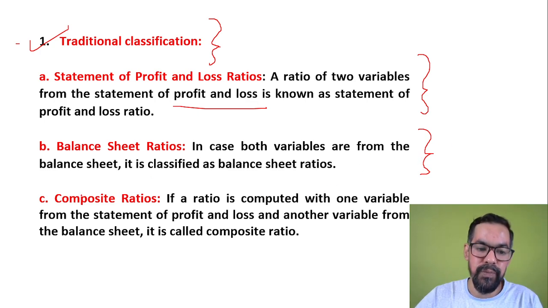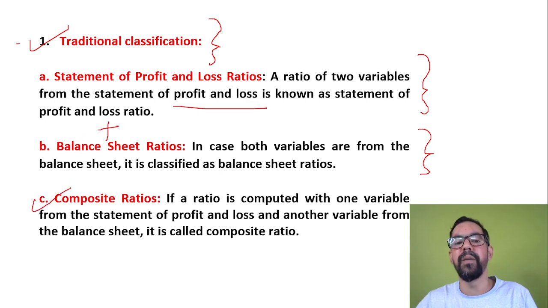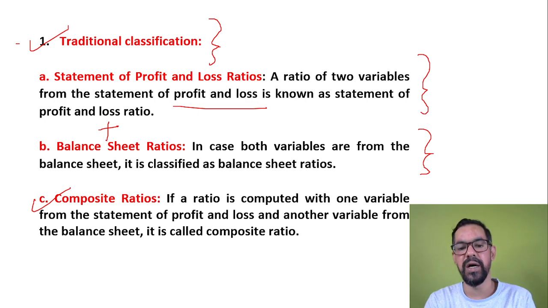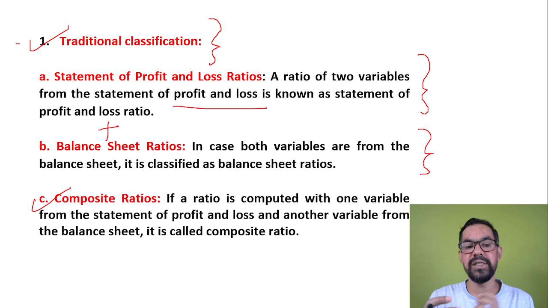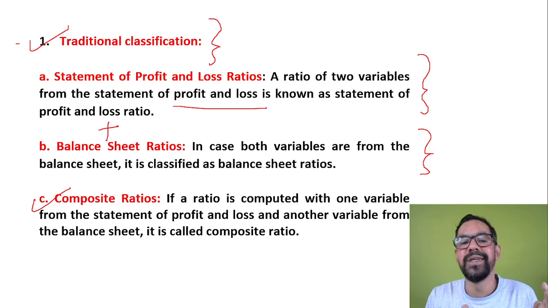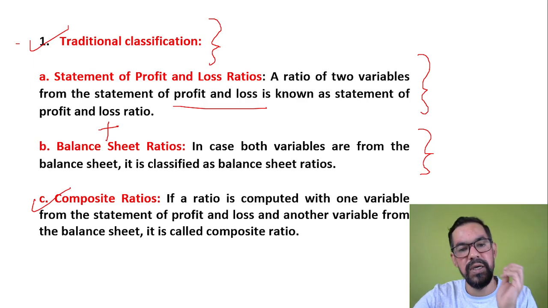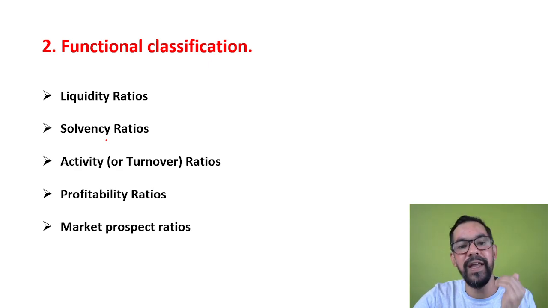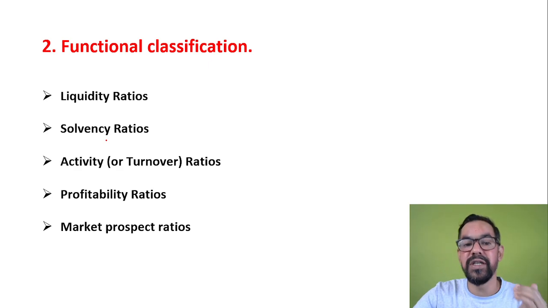And the composite ratio is basically a combination of these two: the statement of profit and loss and the balance sheet ratio. If a ratio is computed with one variable from the statement of profit and loss and the other from the balance sheet, this ratio is known as a composite ratio. But nowadays we do not use the traditional approach of ratio analysis. We do the analysis of any firm or business by using the functional classification.